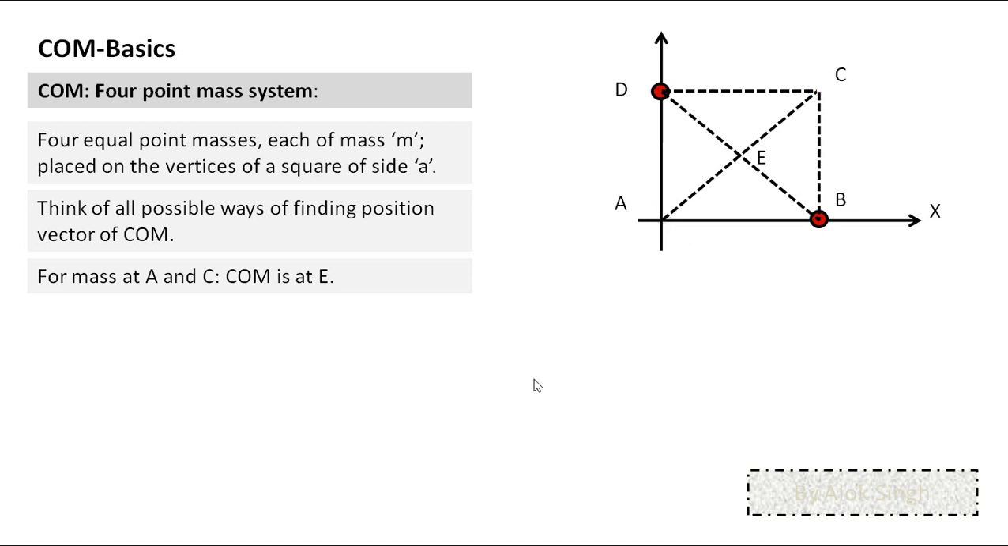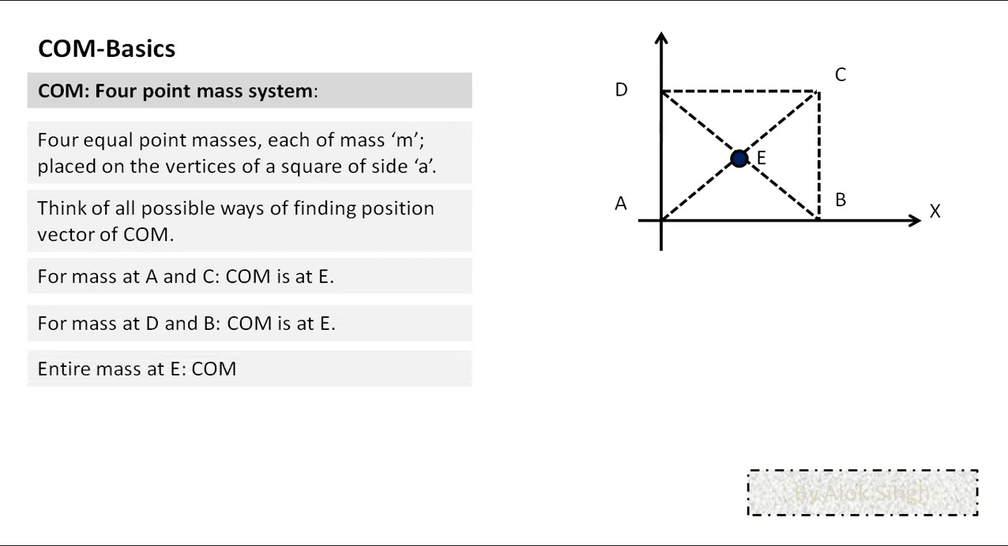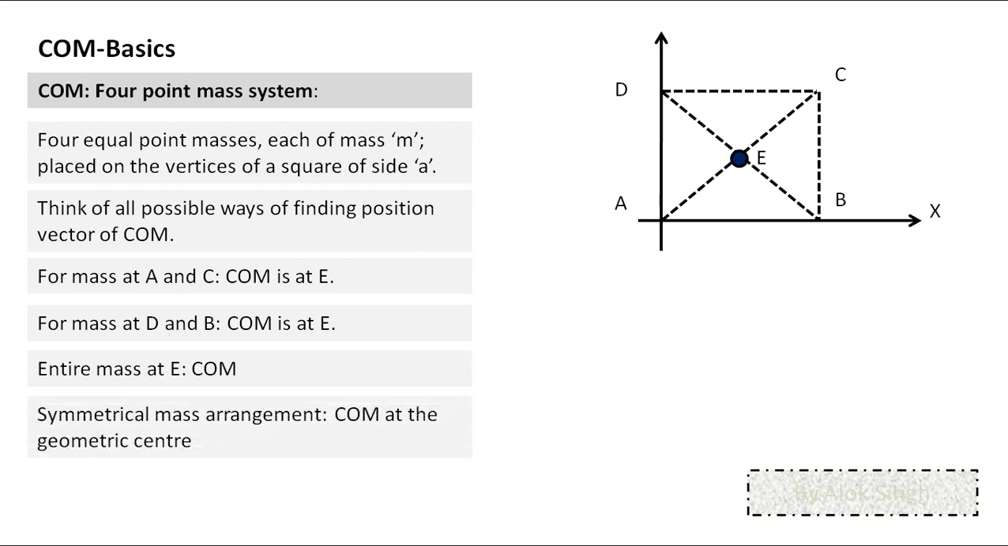Similarly, the other masses D and B, I take as the next system. Since they are equal, the center of mass will lie at the midpoint, point E. So I can replace these two masses also with mass 2m placed at E. So in all it becomes equal to 4m mass placed at E, only one point, which will be the center of mass. So the entire mass is at E, which is my center of mass.